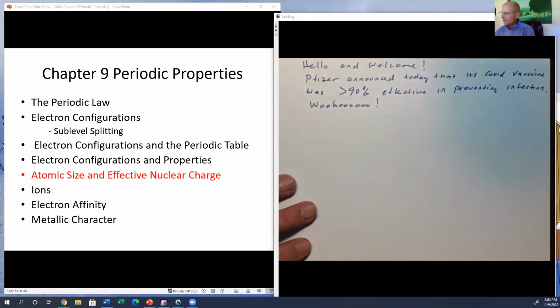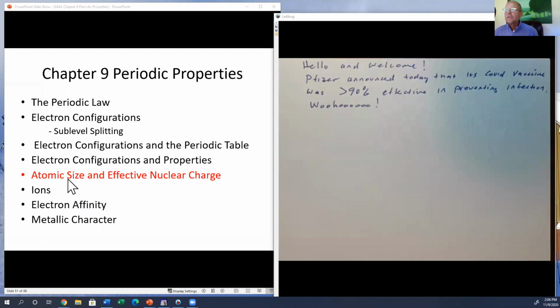All right. Let's get started here. So if you remember at the end of last time, we were in chapter 9. We were looking at periodic properties. All right. And we learned about electron configurations and how to write them from the periodic table. And we learned the connection between electron configurations, which is basically structure, and properties, right? The main theme of this class. So now we'd like to look at a few periodic properties and how they vary across a periodic table.